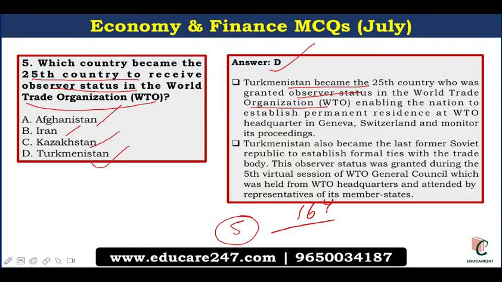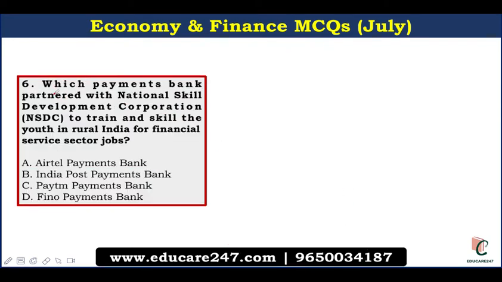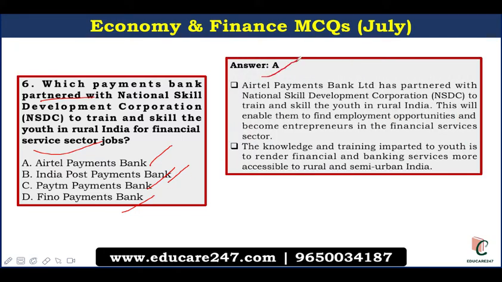Moving on to the next question. Which payment bank has partnered with the National Skill Development Corporation to train and skill the youth in rural India for financial service sector jobs? And the options are A. Airtel Payments Bank, B. India Post Payments Bank, C. Paytm Payments Bank, or D. Fino Payments Bank. So the correct answer here is A, that is Airtel Payments Bank.